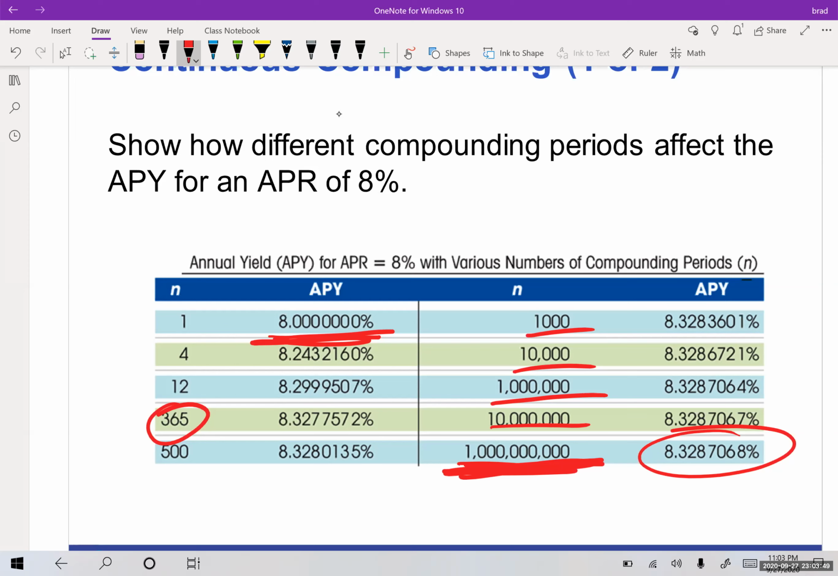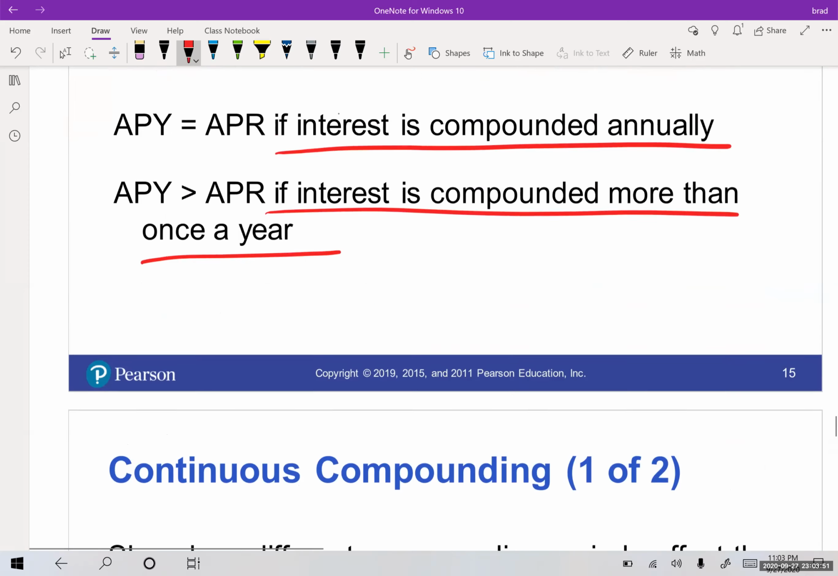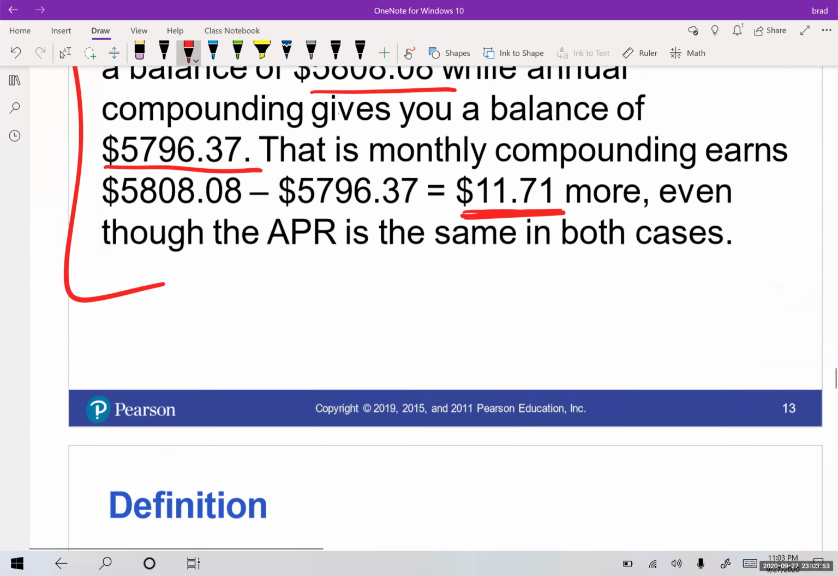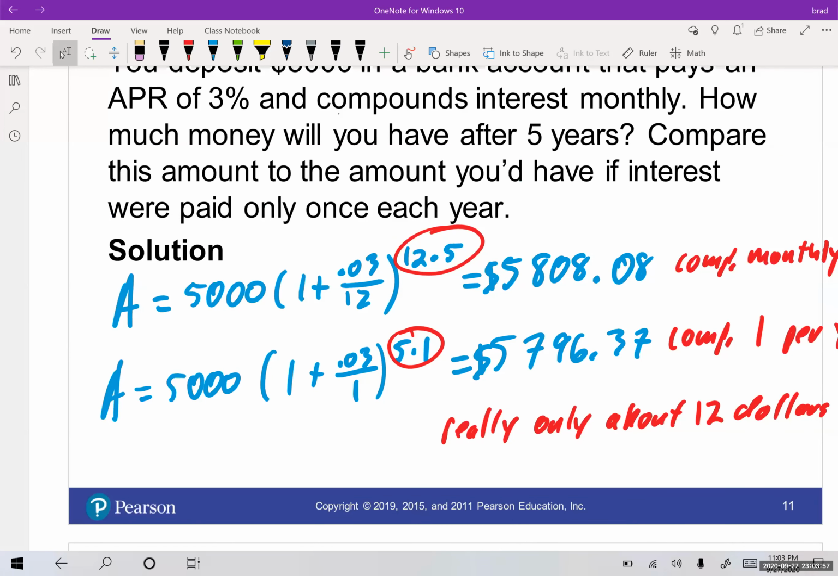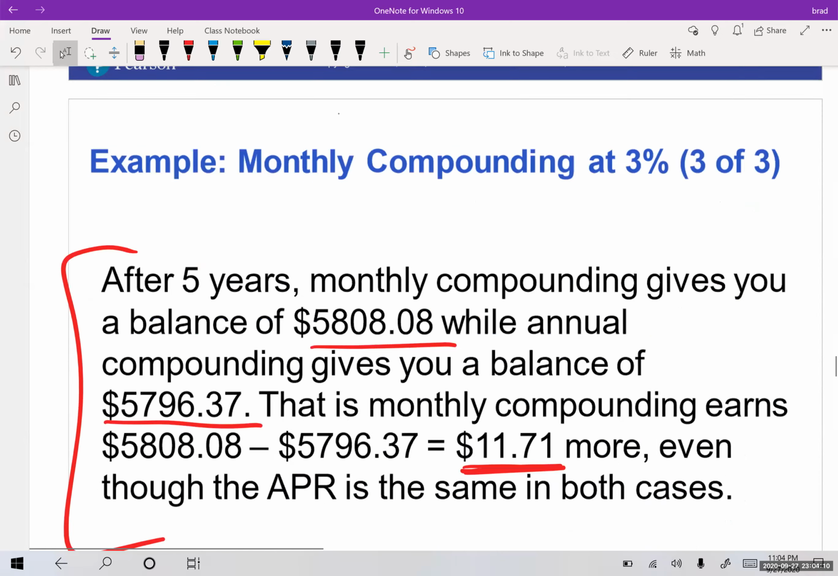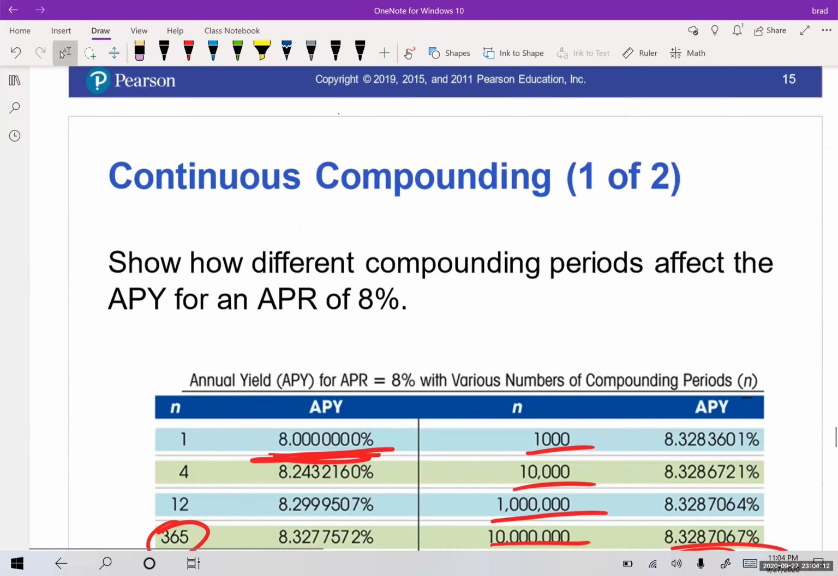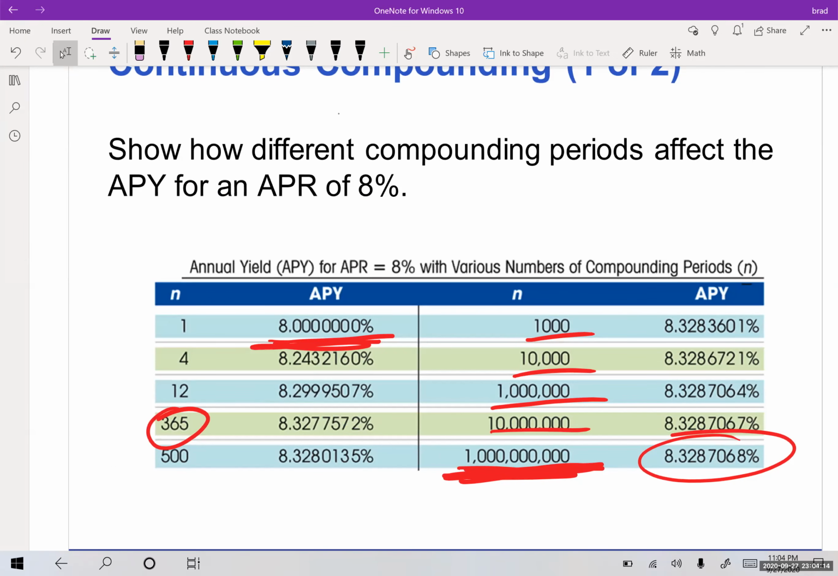Okay, it doesn't increase the amount of money. Just like we see over here, if we were doing this problem, $5,000 compounded 12 times per year versus $5,000 compounded only once, I would have thought the 12 times would have blown it away. We would have made a bunch of extra money, but we only made about 12 bucks, $11.71 extra. And again, I know if you're talking millions and millions of dollars, that does add up. But again, I would have thought it would have been more.